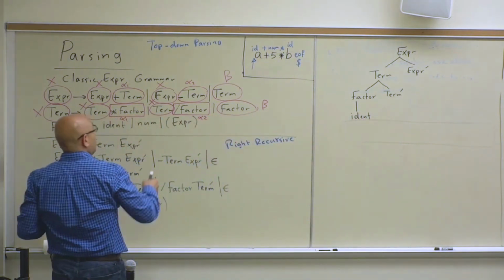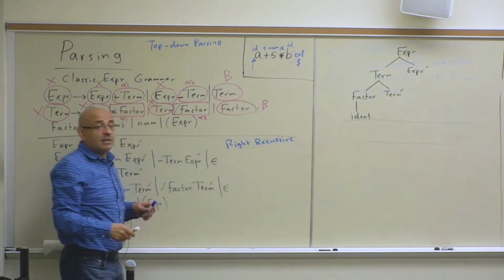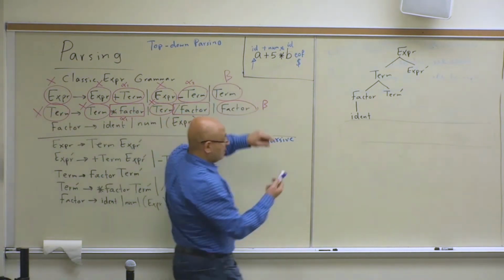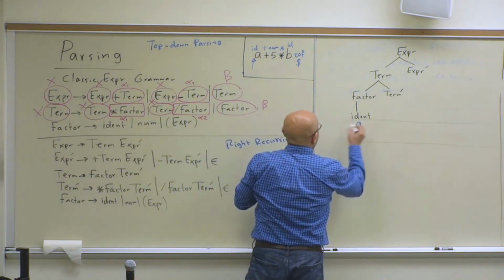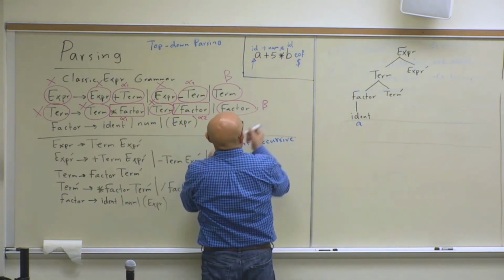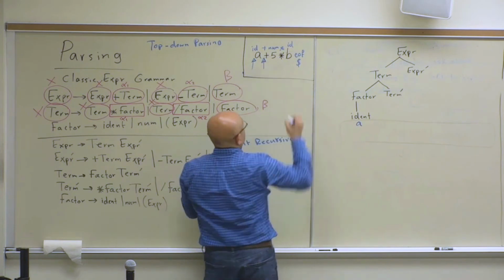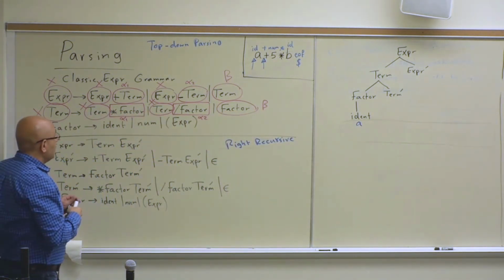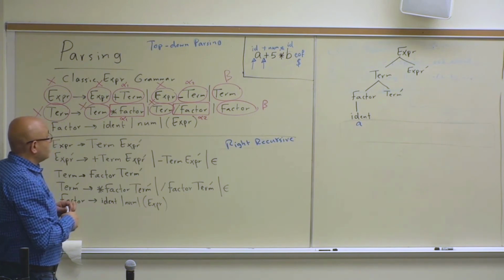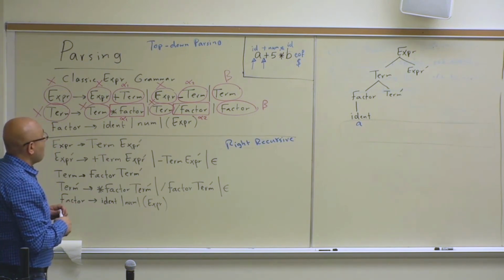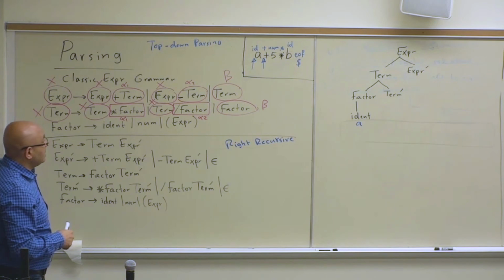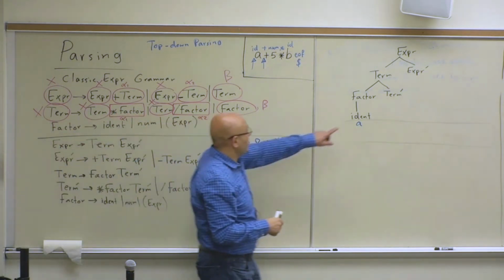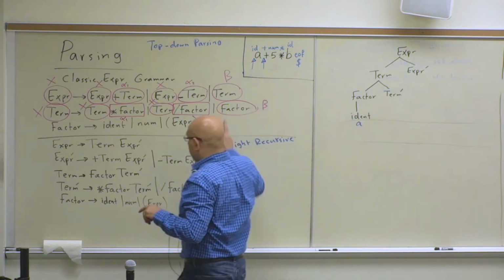Now, since we have already matched this, we advance our pointer. We have already matched this identifier, the A. So we advance our pointer, and now we are looking at what? The plus. Okay? All right. So now what's the next step? Find an expansion for term prime based on the next look ahead.